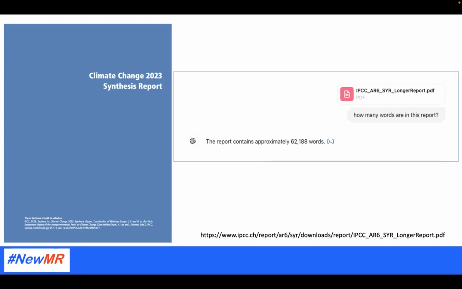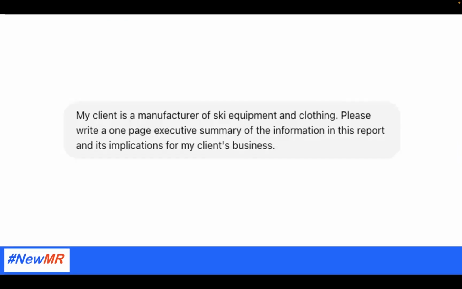So the final one is reporting. And now what I've done here is I've uploaded the Climate Change 2023 synthesis report. This has got 62,000 words. It's not the full information, but it's a pretty big report. You can grab it from that link there. And I want to write a report for my client. So my client is a manufacturer of ski equipment and clothing. Please write a one-page executive summary of the information in this report and its implications for my client's business.